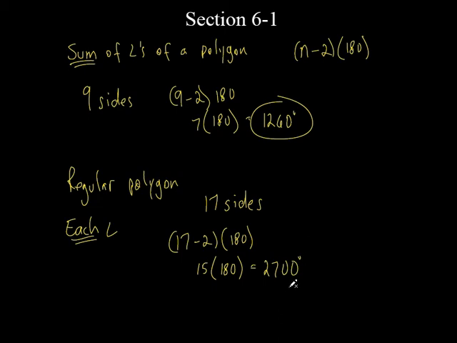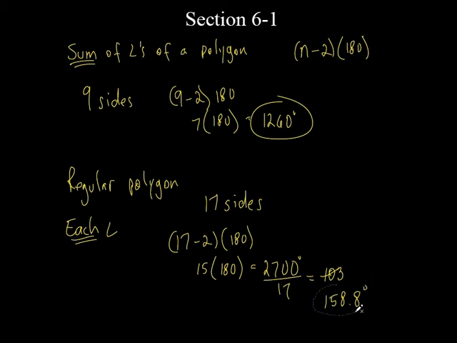But is that the answer? Is each angle 2,700 degrees? No. What do we do with that 2,700? That's right. Divide it by what? 17, because you've got 17 sides, which means you have 17 angles. Joe, give me that number. That's all right. It can be a decimal. 158.82? Okay, we'll stop at 8. Okay?